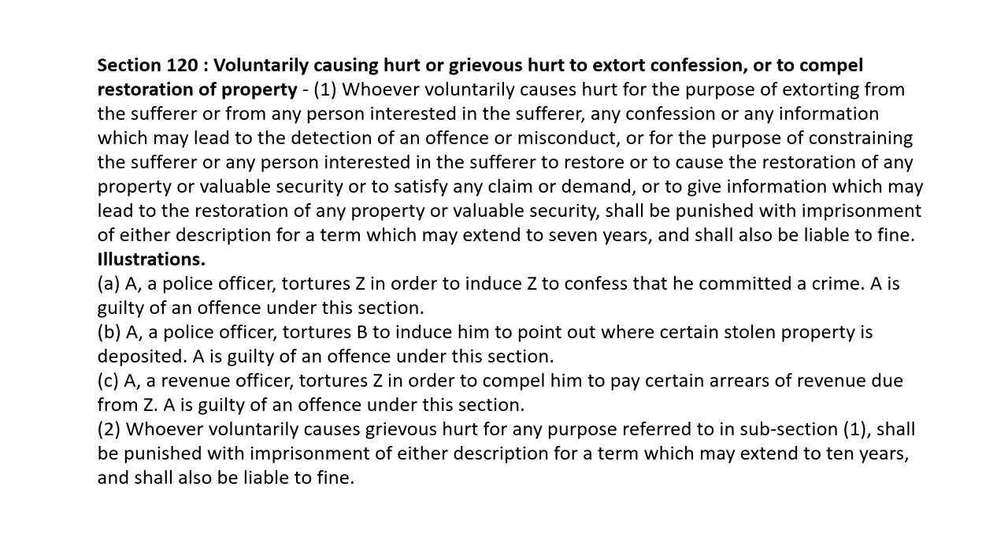See, torture in police custody is something which is expressly forbidden under the law. So, what does section 120 say? Whoever voluntarily causes hurt for the purpose of extorting from the sufferer or from any person interested in the sufferer any confession or any information which may lead to the detection of an offense or misconduct, or for the purpose of constraining the sufferer or any person interested in the sufferer to restore or to cause the restoration of any property or valuable security, or to satisfy any claim or demand, or to give information which may lead to the restoration of any property or valuable security, shall be punished with imprisonment of either description for a term which may extend to 7 years and shall also be liable to fine.